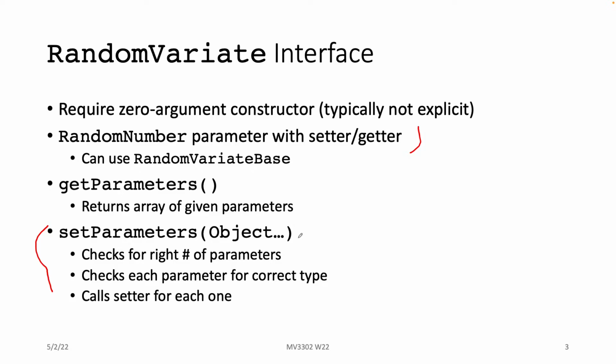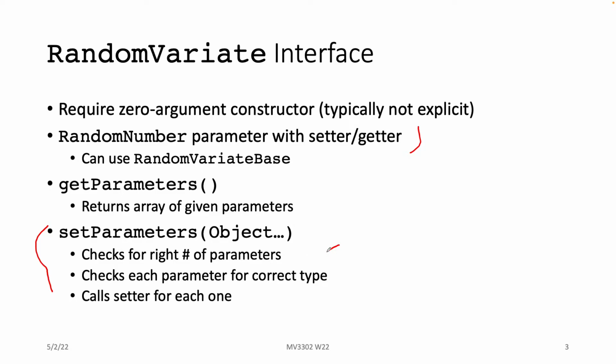Internally, of course, that comes in as an array of objects, and so the things we need to do, first of all, is check for the right number of parameters. As we've seen, for example, our right triangle variate had 1 parameter. Our exponential had 1. The triangle that we did, which was a full-up triangle, had 3 arguments. And so the first thing we do is check for the right number of parameters.